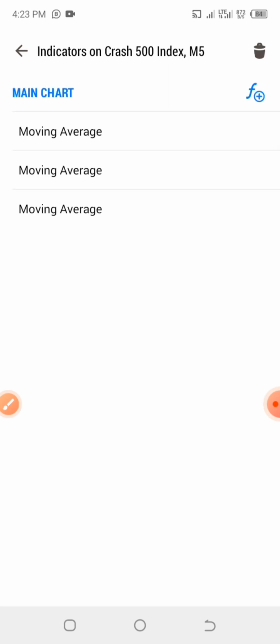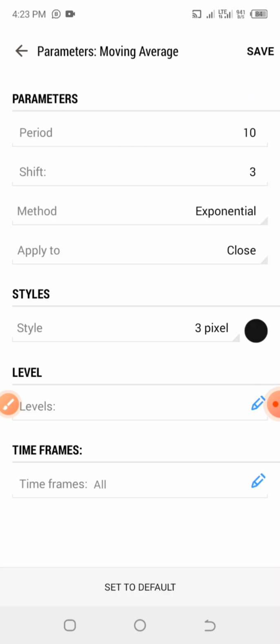Now the last but not the least moving average we are going to be adding, these are the parameters for it. The period is going to be 10, the shift is also 3, the method is also exponential, apply to close, and for style I'm going to be using the black color.